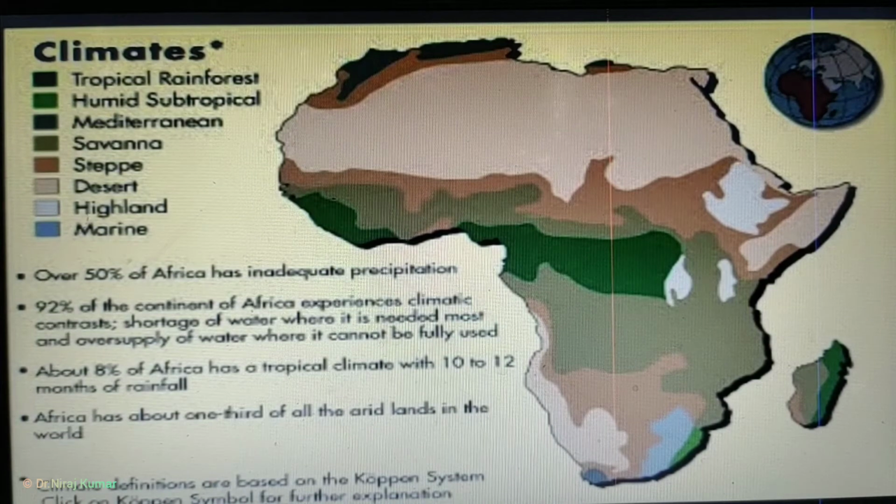Over 50% of Africa has inadequate precipitation. 92% of the continent of Africa experiences climate controls, shortage of water where it is needed most, and oversupply of water where it cannot be fully used. About 8% of Africa has a tropical climate with 10 to 12 months of rainfall. Africa has about 1/3 of all the arid lands in the world.